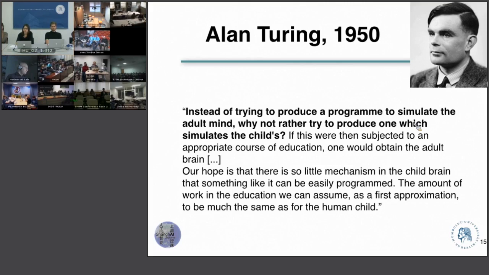Of course, it's not quite that simple. It's not just a little mechanism in the child brain, there are lots of things which are already there. But the basic principle, he was of course right, that intelligence is really too complex to be completely programmed, and it has to emerge during the course of development and during the interaction of the child or of a robot with the real world.